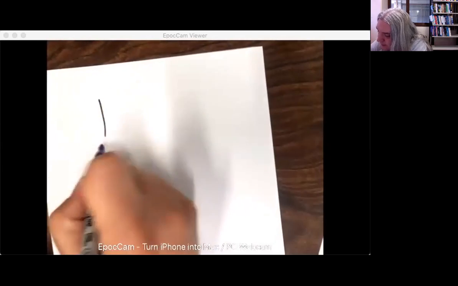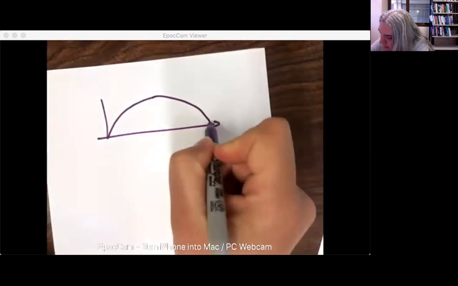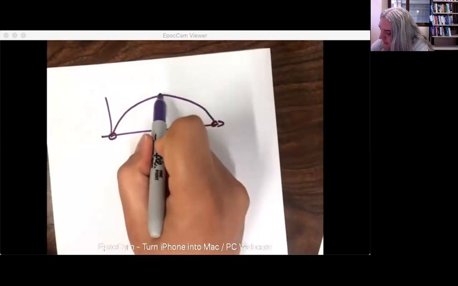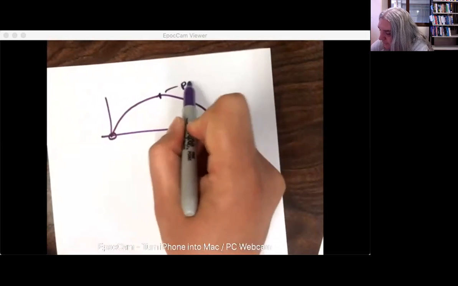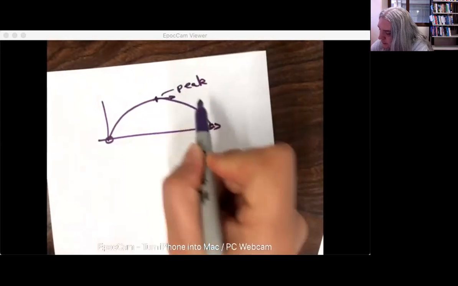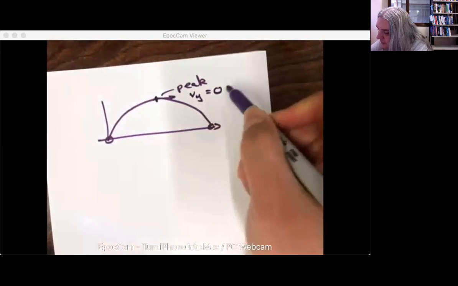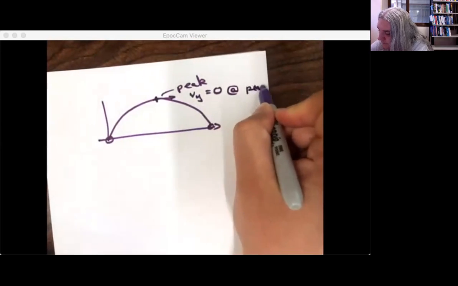And that is to break the motion up into 2 different halves. Projectile motion is always going to have this point at the top, this peak. And at this peak, the velocity is purely horizontal. There's no vertical velocity. So Vy is equal to 0 at the peak.